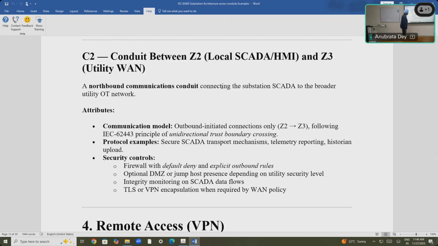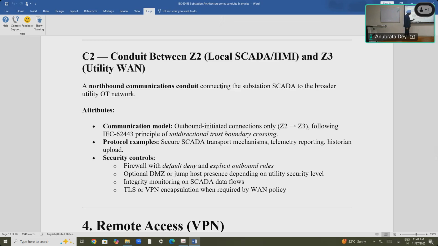And the protocols are basically secure SCADA, telemetry reporting, and historian upload. And again, you will have a firewall with default deny. Remember, trust no one. The default will be denying it until you prove that you meet all these outbound rules, and then you will be allowed.